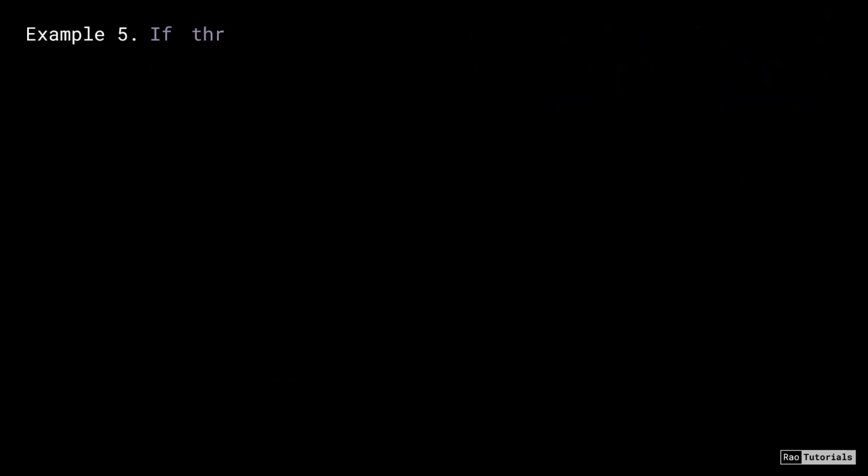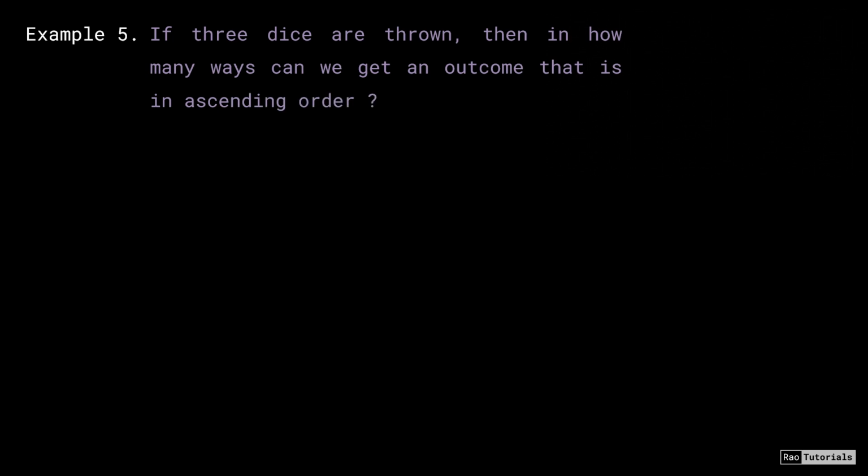The next question is, if 3 dice are thrown, then in how many ways can we get an outcome that is in ascending order? So if we throw 3 dice, we may get 4, 3 and 6, but we don't want that, as 4, 3, 6 is not in ascending order. We want outcomes like 1, 5, 6 or 1, 3, 4 or 3, 4, 6 and so on.